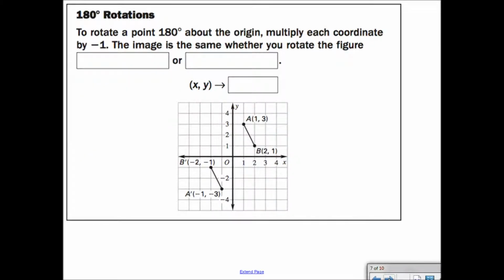180-degree rotation. To rotate points 180 degrees about the origin, multiply each coordinate by negative 1. The image is the same whether you rotate the figure clockwise or counterclockwise. So going from x, y, the new points will be negative x, negative y.